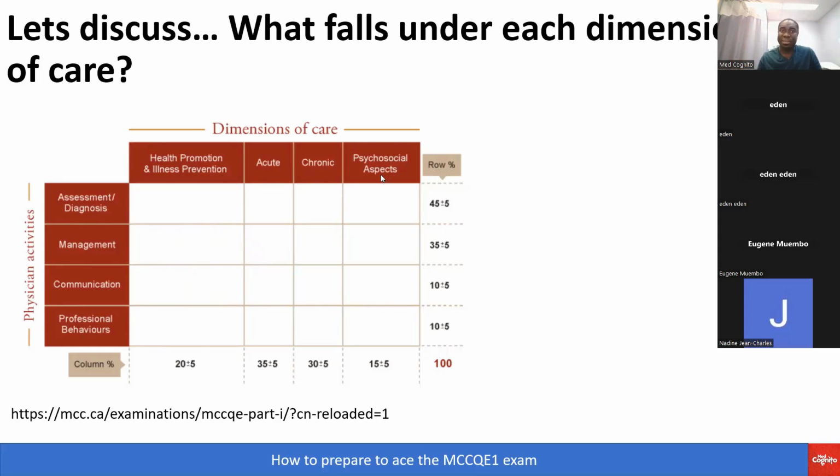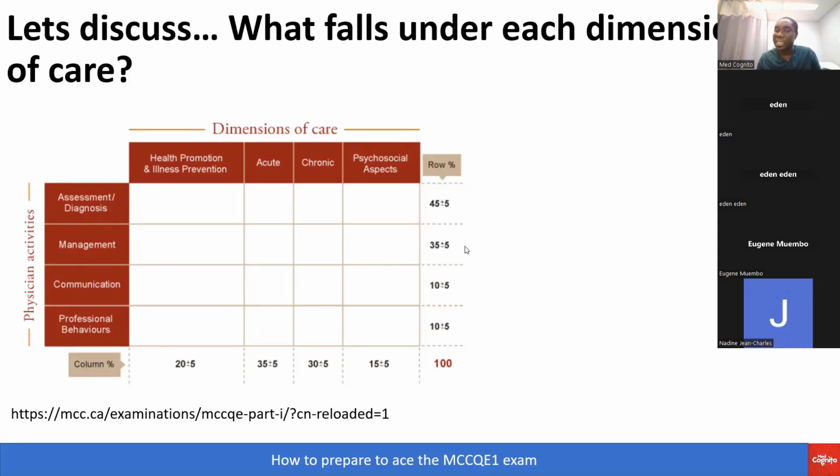Now, that is the systems. But this is how the MCC looks at them. It looks at them in terms of dimensions of care. Then, if you come to the right side here, you realize that the physician activity which the exam is heavy on is the assessment and diagnosis. So, for example, how do you diagnose a patient with diabetes? How do you diagnose a patient with Conn's syndrome? How do you diagnose a patient with hyperthyroidism? Because the weight there is 45 plus 5.